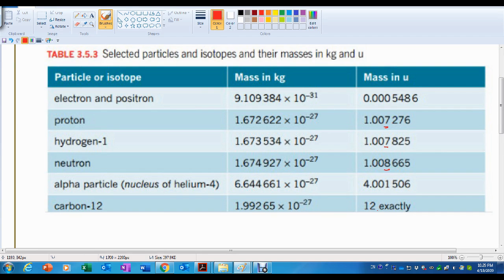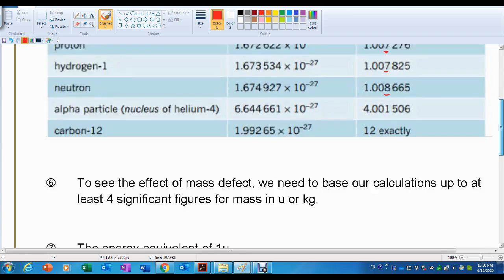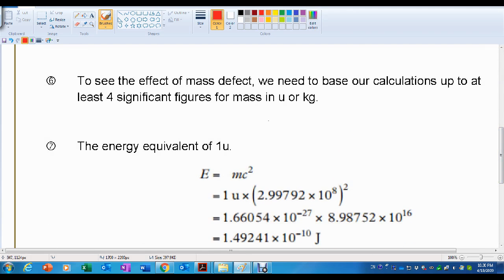All right, the only mass in terms of U that is exact is carbon-12, because that's exactly how we define 1 U. Okay, U is defined as 1/12 of one carbon atom. So that's why for carbon-12 the mass in U is exactly 12 U. Okay, that's what we have said. To see the effects of mass defects, you need to base our calculation on at least 4 significant figures. All right.